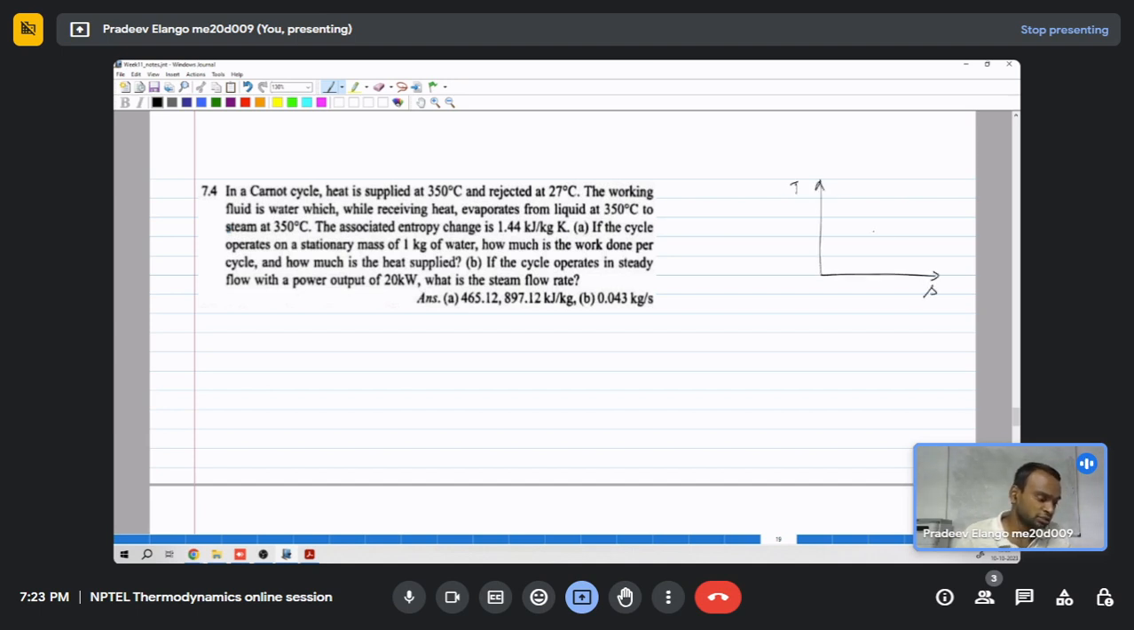So we have 1 kg of water totally available, and there is some Carnot cycle running. In the TS diagram, the Carnot cycle can be represented as a rectangle. The higher temperature is 350 degrees Celsius and the lower temperature is 27 degrees Celsius. So we can convert this to Kelvin scale. This will be 623 Kelvin and this will be 300 Kelvin. And while heating, the entropy change is given as 1.44 kilojoule per kilogram Kelvin.